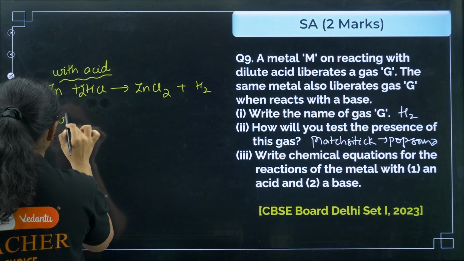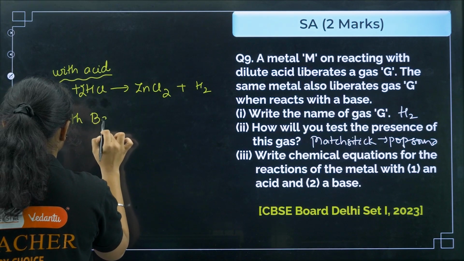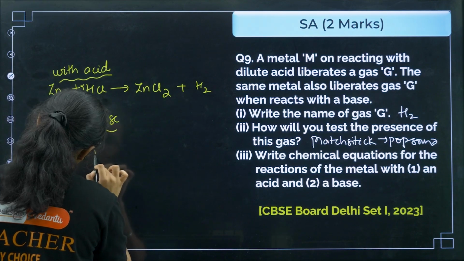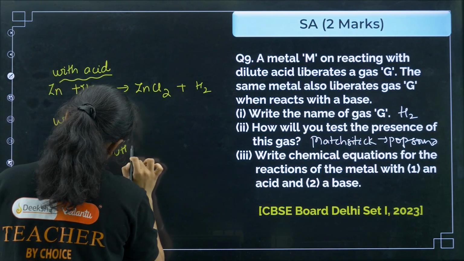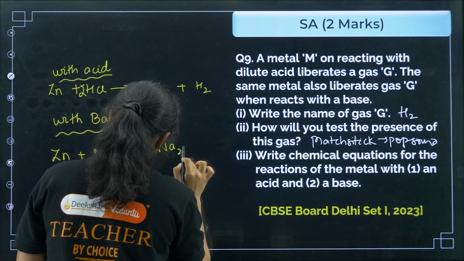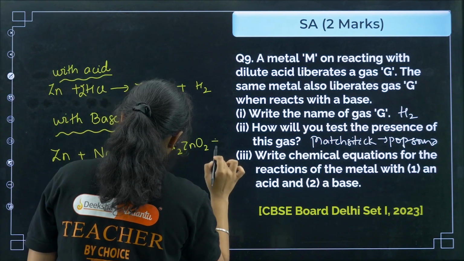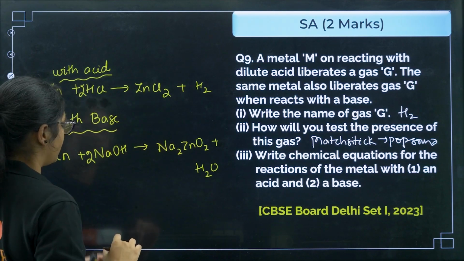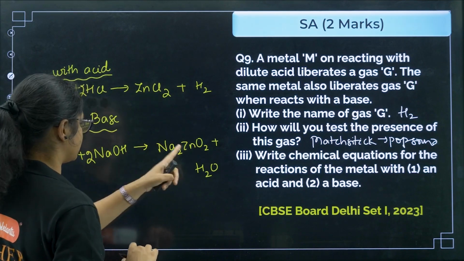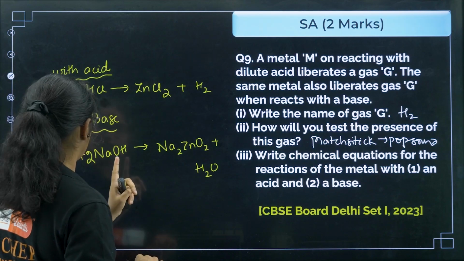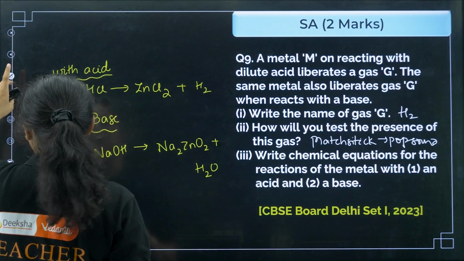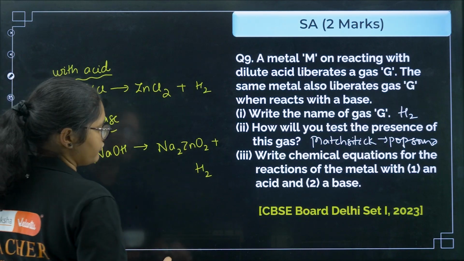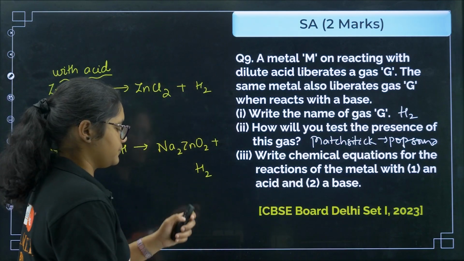Okay. Next is with base. Now if it is with base, Zn plus NaOH will give you Na2ZnO2 plus H2O. Okay, so now you can make it 2Na, Zn is there, 2 oxygen, and we have 2 oxygen, so not H2O, it is H2. So 2 oxygen, 2 oxygen, 2 hydrogen, 2 hydrogen, so that is also correct here, right?